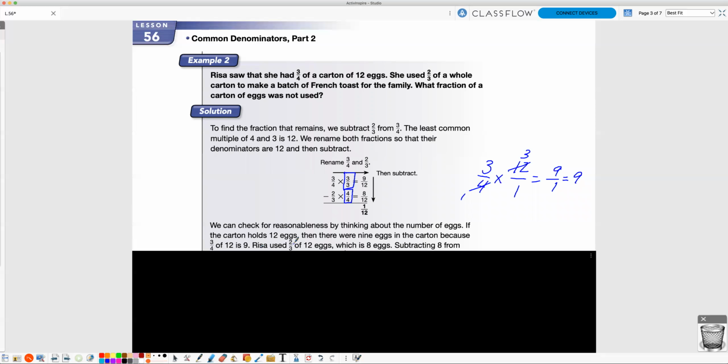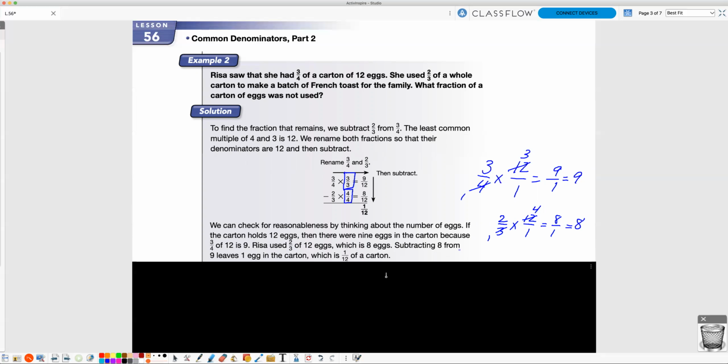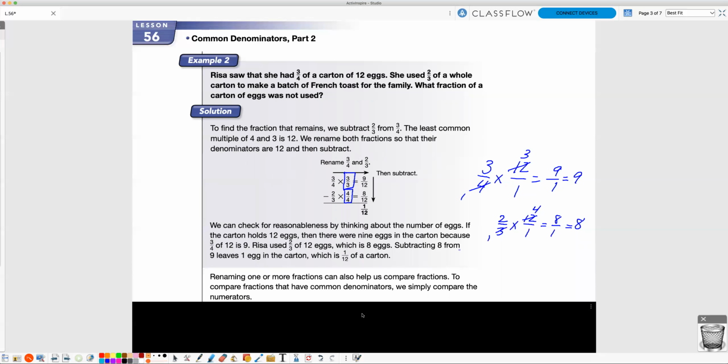Riza used 2/3 of 12 eggs, which is 8 eggs. Because if you were to do 2/3 times 12, again, you could reduce this one. 3 divided by 3 is 1, 12 divided by 3 is 4, 2 times 4 is 8, and 1 times 1 is 1. This would be 8 here. And then subtracting 8 from 9 leaves 1 egg in the carton, which is 1/12 of the carton when it had 12 to begin with.